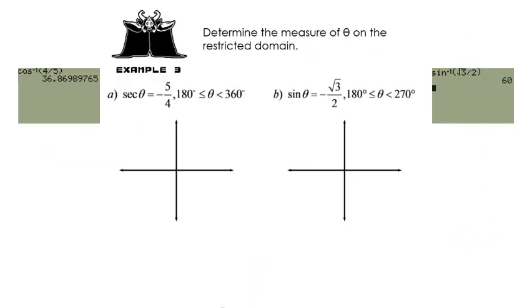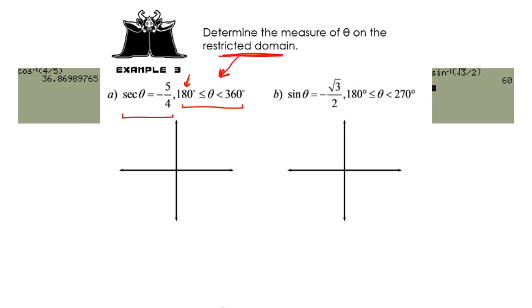Example 3. Determine the measure of angle theta on a restricted domain. For A, I've got secant theta is equal to negative 5 over 4. But when you look at your interval, now we want our angles to be in between 180 degrees and 360 degrees. So instead of starting with 0, like we have for all of the other questions, this time we're actually only going to take answers that are greater than or equal to 180, but less than 360. So this is what it means to have a restricted domain.